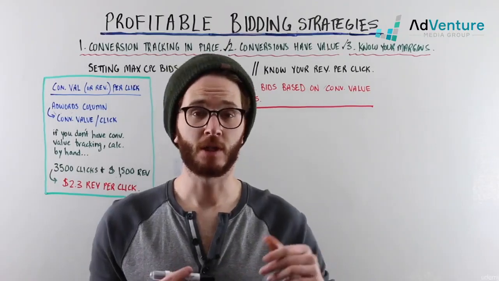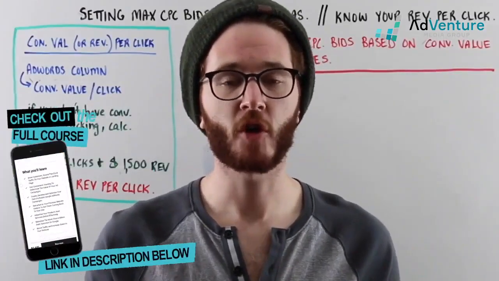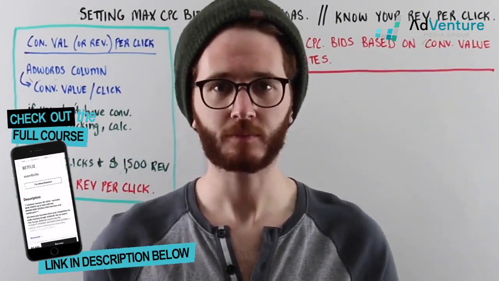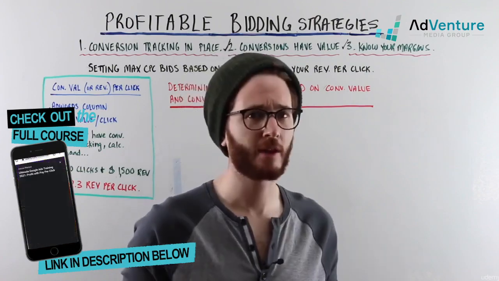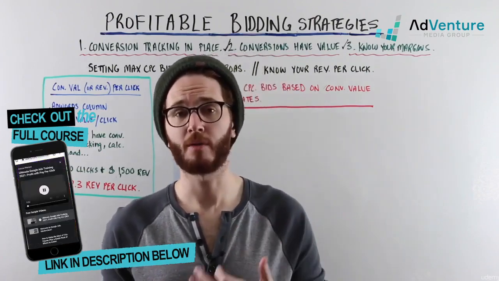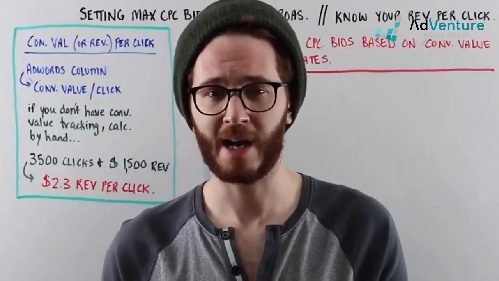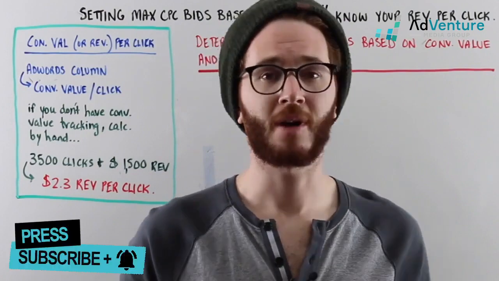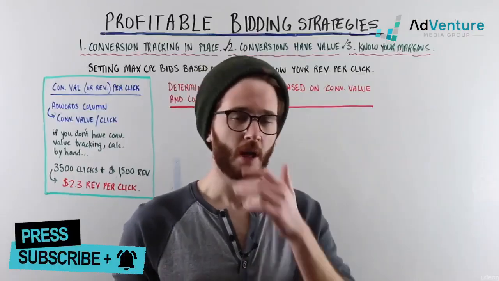We're going to talk about determining profitable max CPC bids based on some conversion information we have in our account. We now understand the concepts of tracking conversion values, we understand what conversions are, we understand the importance of knowing our profit margins, we also know how to determine our return on investment from our ads and our return on ad spend from our ads, ad groups, campaigns, keywords, any data point.